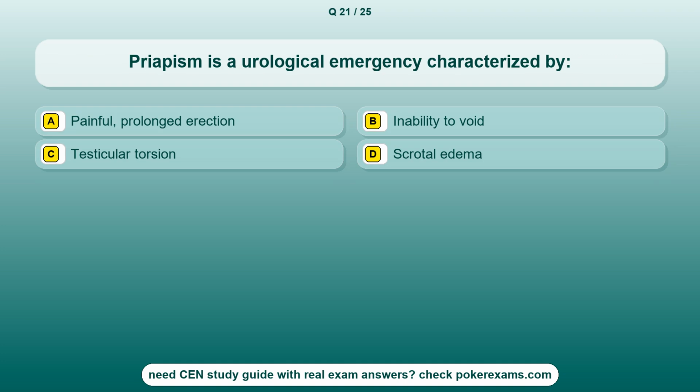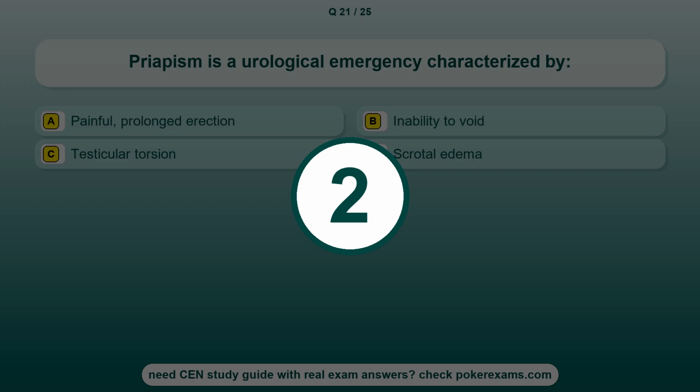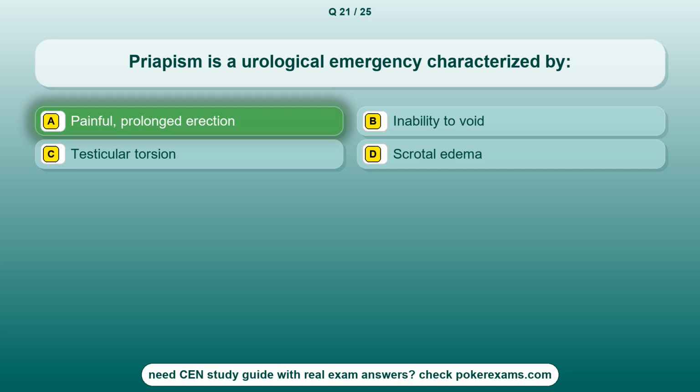Question 21. Priapism is a urological emergency characterized by Option A, painful, prolonged erection. Option B, inability to void. Option C, testicular torsion. Option D, scrotal edema. The correct answer is option A, painful, prolonged erection.